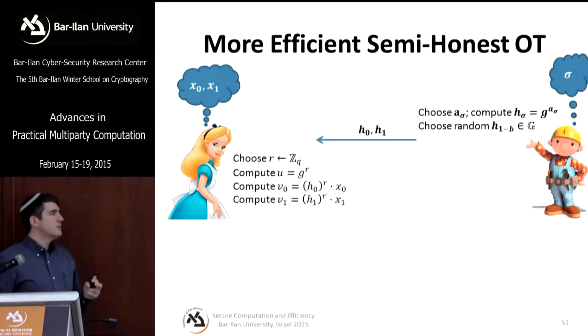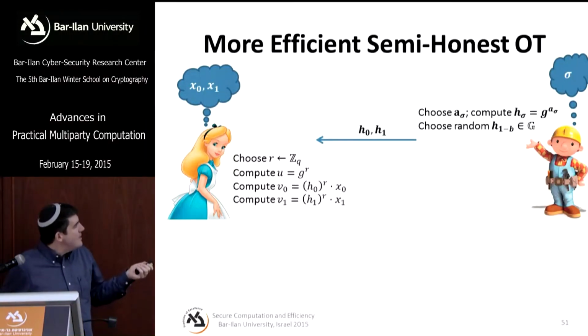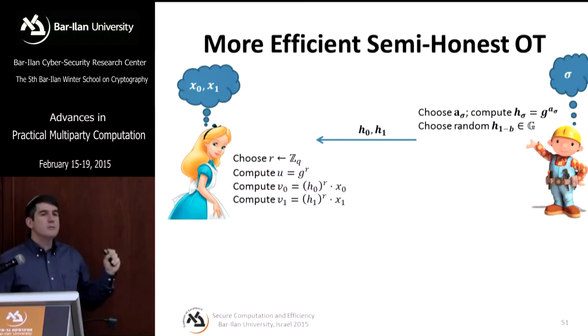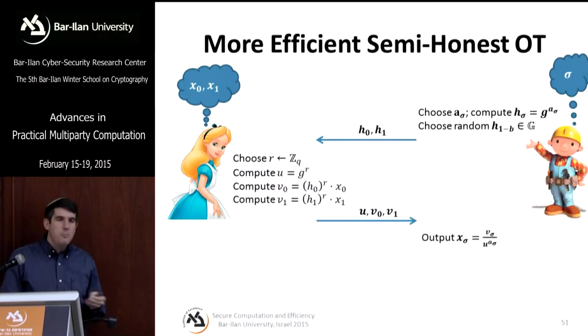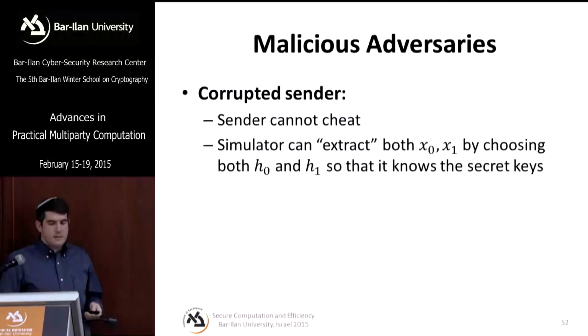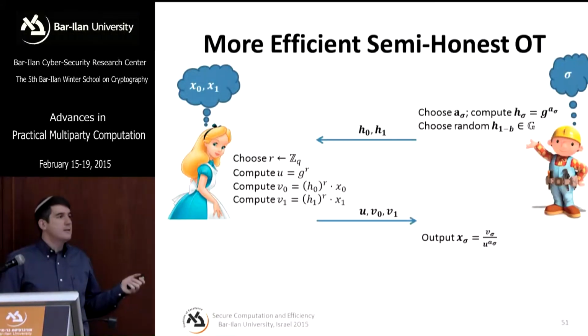But instead of Alice computing two ElGamal encryptions, she's going to compute G to the R once, and then compute H0 to the R times X0 and H1 to the R times X1. So instead of doing G to the R twice separately for V0 and V1, she's going to do it only once and send U, V0 and V1 back to Bob. And Bob will do the same thing as beforehand, but this time there will be only one U. Now this can be shown to be secure under the decisional Diffie-Hellman assumption exactly as beforehand.